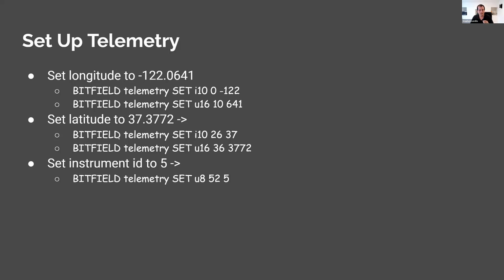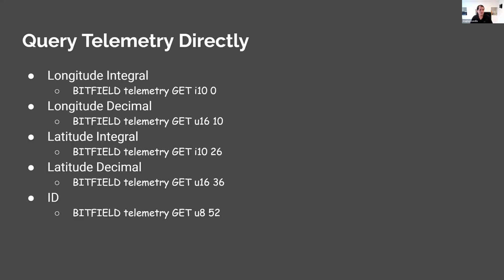And you do the same thing for latitudinal data, except instead of going to 0 and 10, you now have to offset into the telemetry bitfield by 26 and 36 to set the appropriate parts of the bitfield. And when you're setting an instrument ID, you just go to bit 52, which is 26 times 2, the size of our latitude and longitude. Go all the way to the end, and you would just set the value of 5. And so you've actually set it now in Redis.